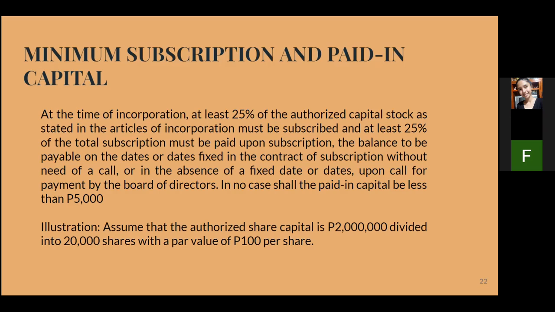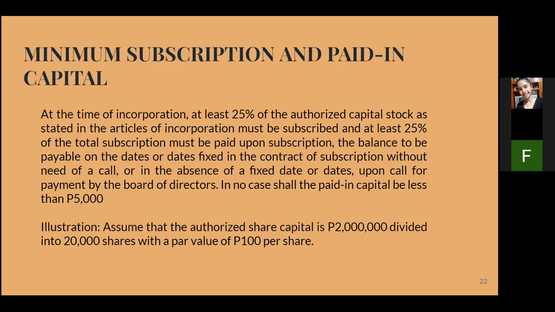So let's go to illustration. Assume that the authorized share capital is 2 million divided into 20,000 shares with a par value of 100 per share. So yung subscribed share capital must be 500,000, which is 25% ng authorized share capital na 2 million. Yung paid-in capital naman, 125,000, which is 25% ng subscribed share capital of 500,000. So na-apply doon yung 25% rule.